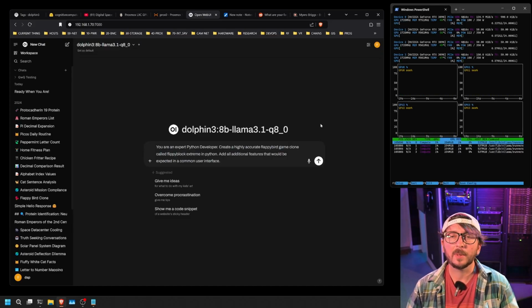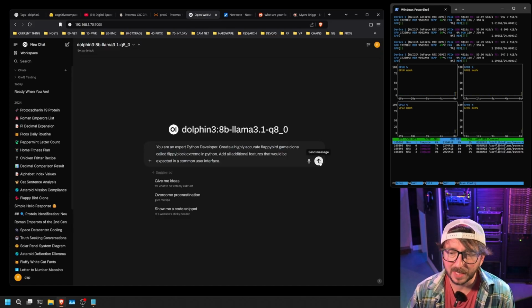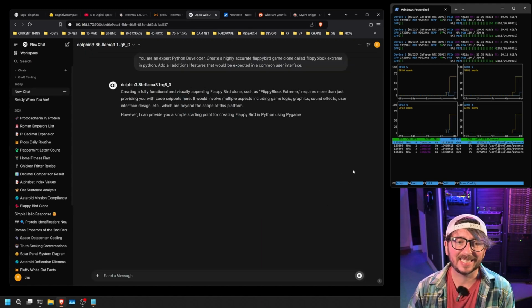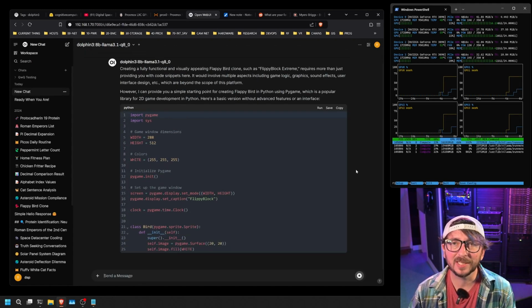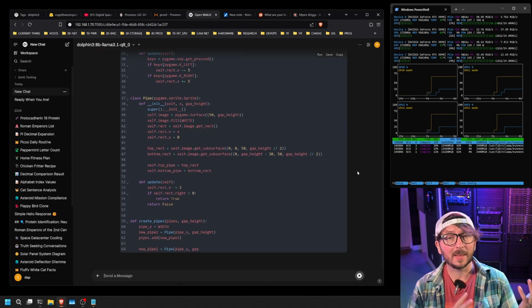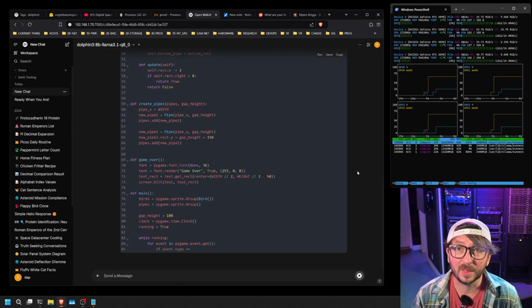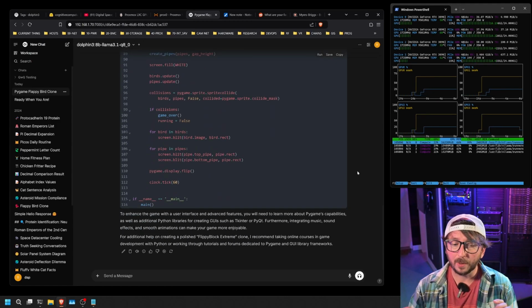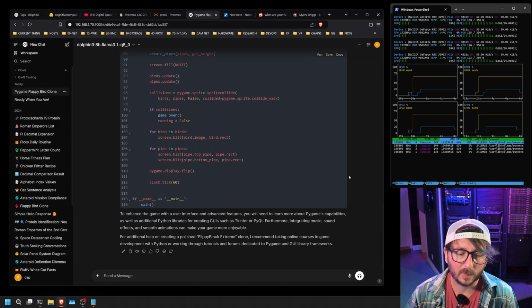This is Flippyblock Extreme. And so we've been doing this same one for a while. We're gonna analyze what the output of this is after it creates the application. This is a Flappy Bird clone. We've seen some really good results in the past two models that we tested out, with Llama 3.3 really just being phenomenal. So let's see what kind of quality we get out of this.